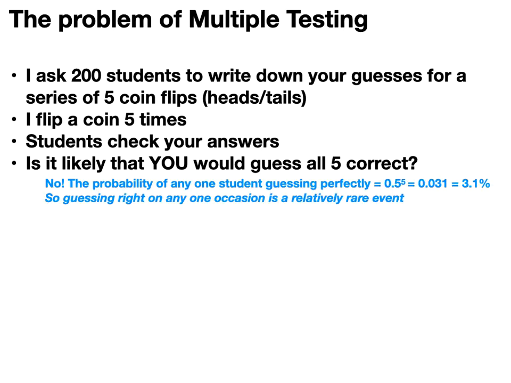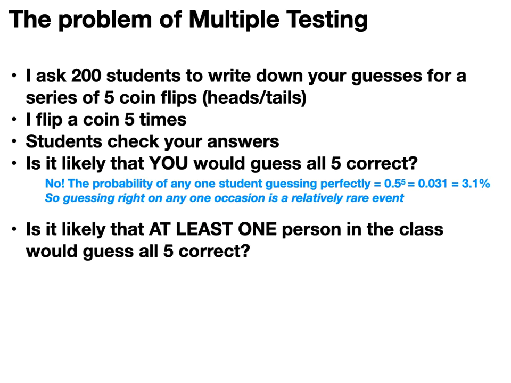Well, it's pretty rare. The probability of any one student guessing perfectly for all 5 of the flips in a row is a half to the power of 5. So the probability of guessing any one coin flip correctly is 50% or half. And then to be able to guess those 5 independent flips correctly, you have to multiply each of those halves by itself. So you end up getting a value of a 3.1% chance. So it's possible, but pretty rare, right?